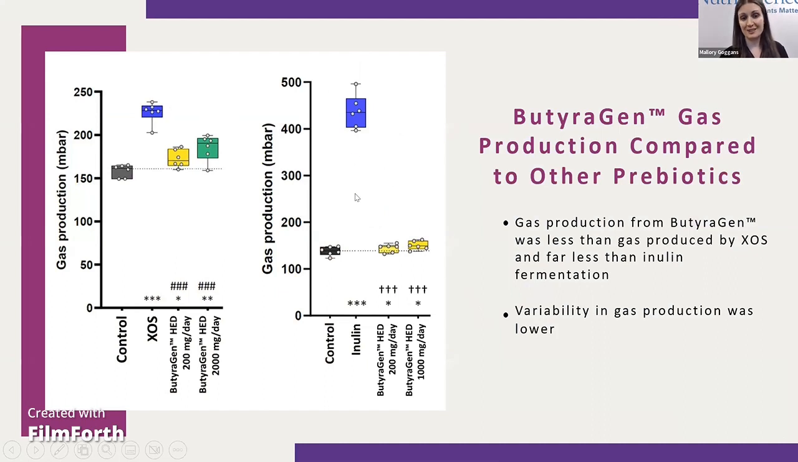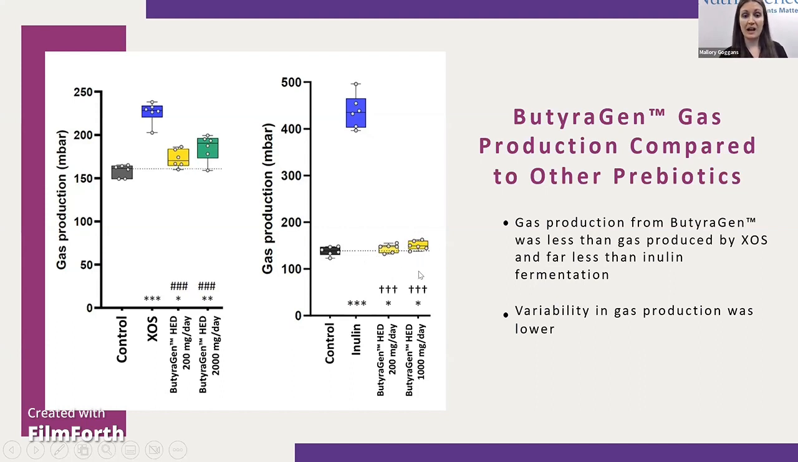Then we move to the inulin graph. Don't be fooled by these graphs. They're the same size, but the y-axis is different. Inulin produced a lot more gas, and that is also something that's commonly known about inulin. It tends to cause gas troubles for a lot of people. And if we look at the ButyraGen doses, they are way down here, closer to control. So there's not really a lot of gas that's produced.